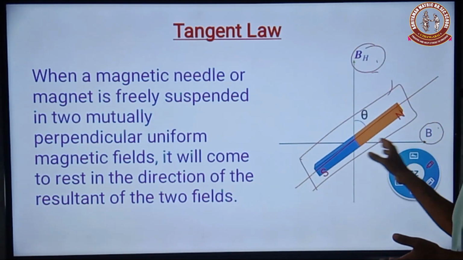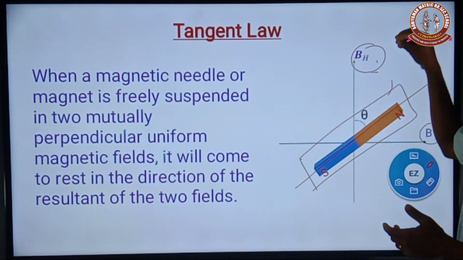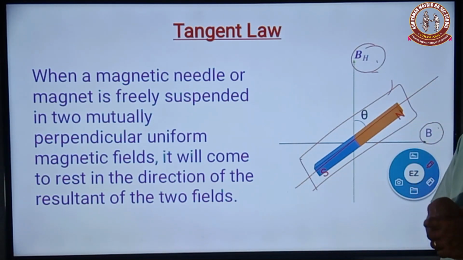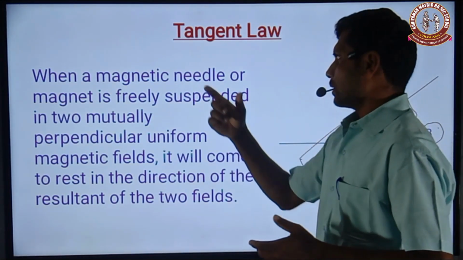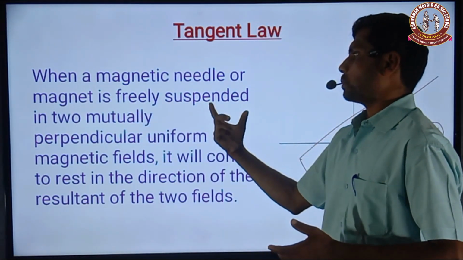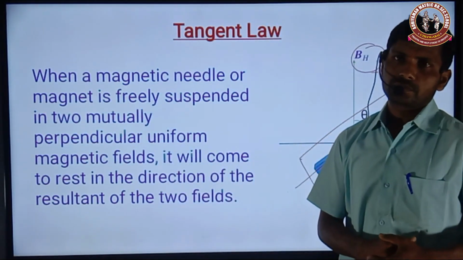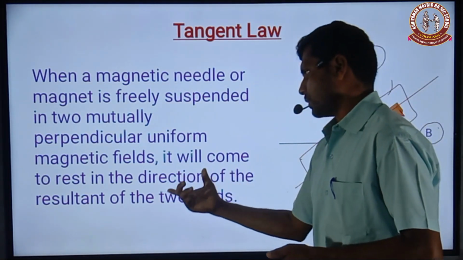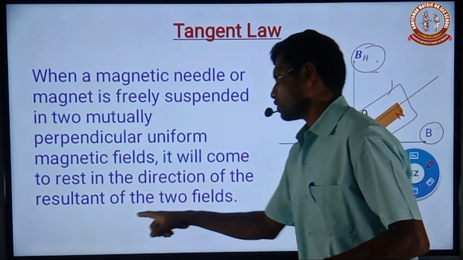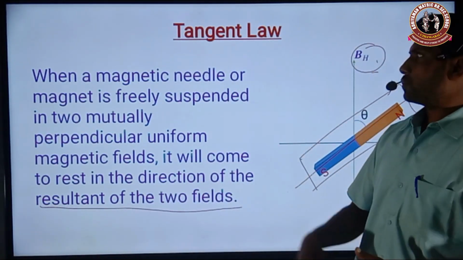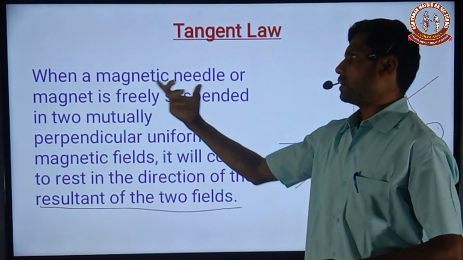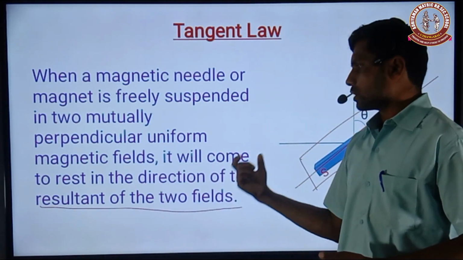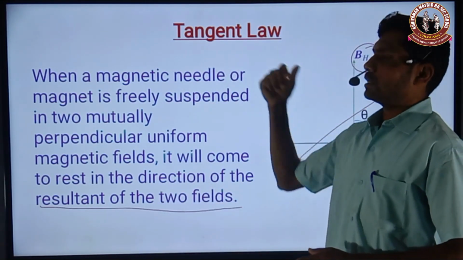When a bar magnet or magnetic needle is freely suspended in two mutually perpendicular uniform magnetic fields, the magnetic needle comes to rest in the direction of the resultant of the two fields. This is called the tangent law.